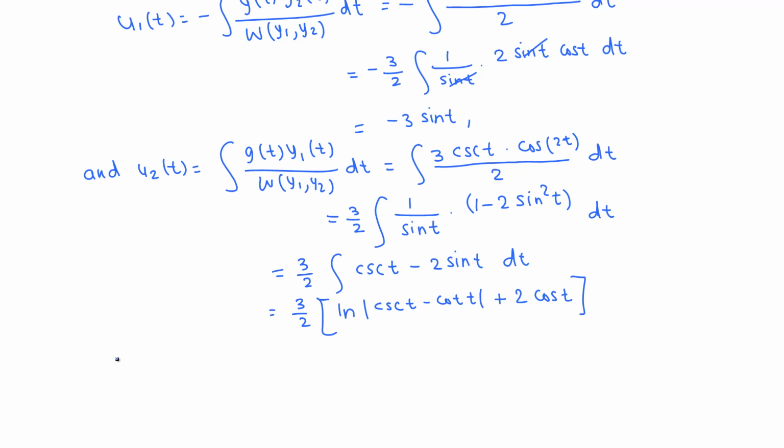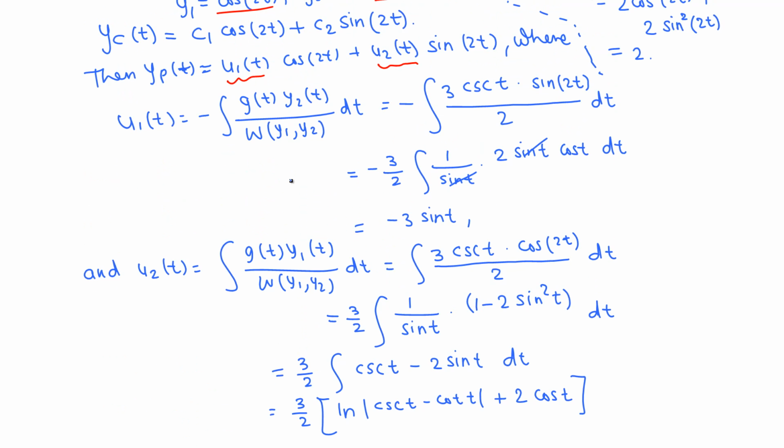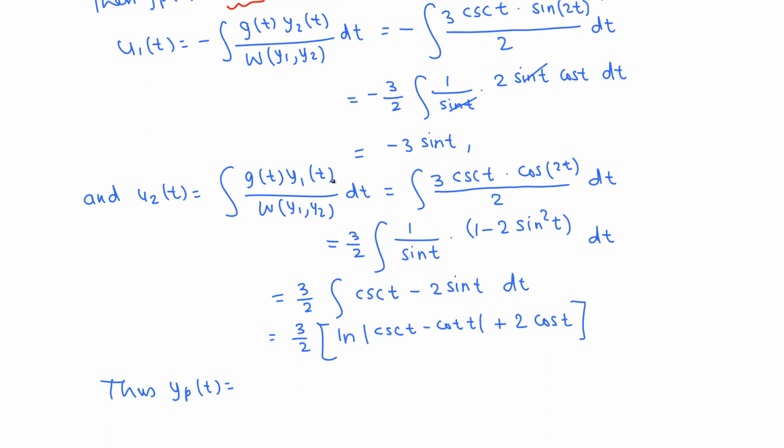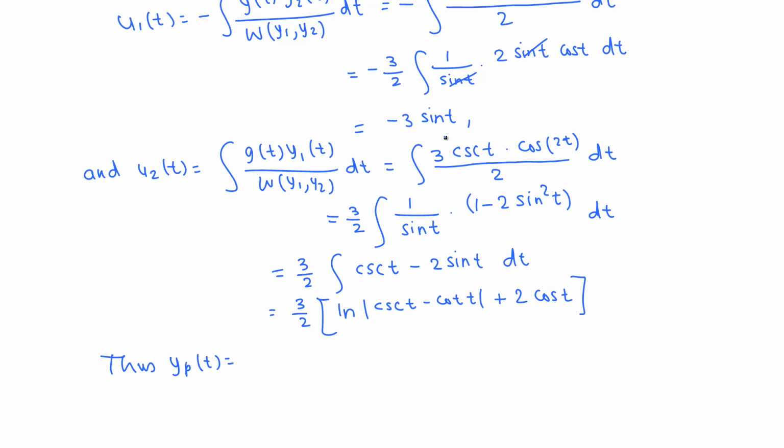Okay, and thus we have a particular solution, which was, if we go up, we had u1 cosine, u2 sine, and u1 is negative 3 sine. Let me write that. So u1 is negative 3 sine t, y1 that's cosine 2t, plus u2, this whole thing we can distribute 3/2. Then 3/2 natural log of cosecant t minus cotangent t, plus 3/2 times 2 cancel, 3 cosine t, that's u2, times y2, which is sine 2t.